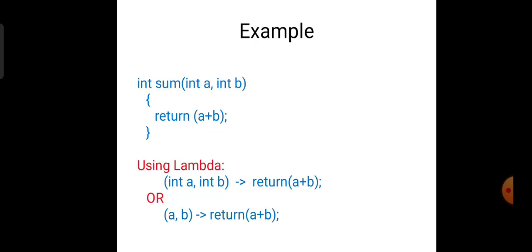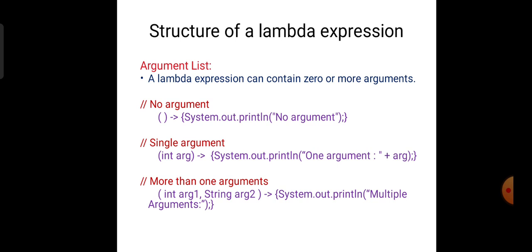So here is a simple example for the lambda expression: addition, a plus b. We have parameter passing for two values, a comma b. Then we have to return the value a plus b. So we have used the lambda operator or the arrow operator. Finally, you return the value a plus b. This is a simple lambda expression. Then we have the structure of the lambda expression: single argument, more than one argument, and no argument syntax in lambda expressions.